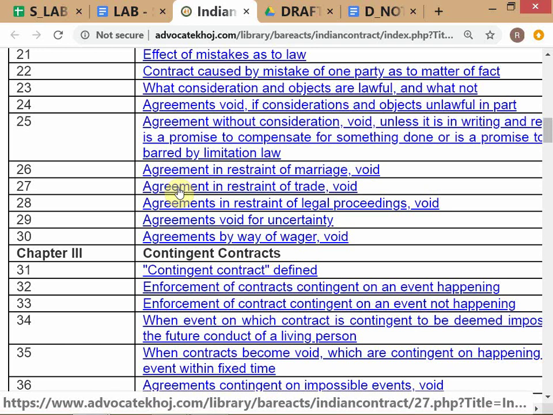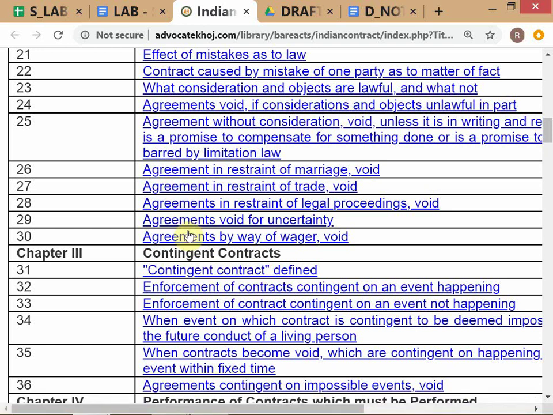Sir, like in distributions, there are distributors, so they are limited that they need to sell in a specific area only. Is it the same, a void contract? Again, don't use the word void contract. These are void agreements. You notice the Contract Act does not say void contract. It says agreements void.